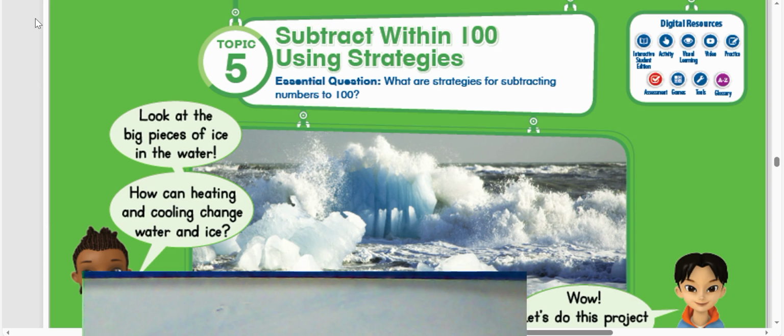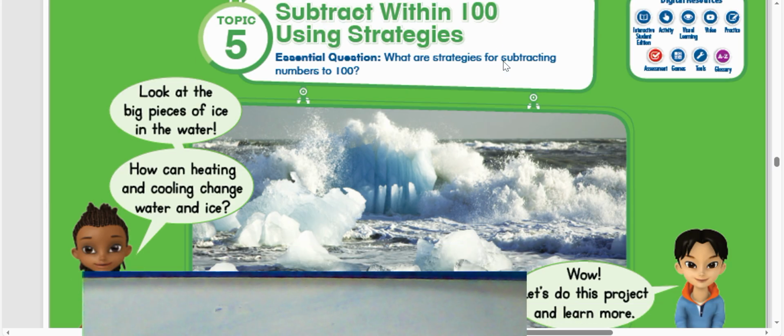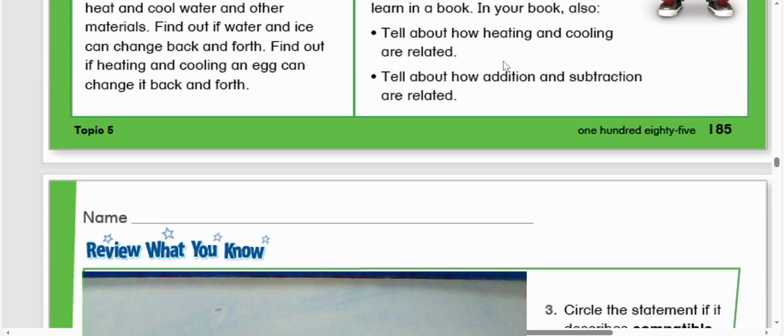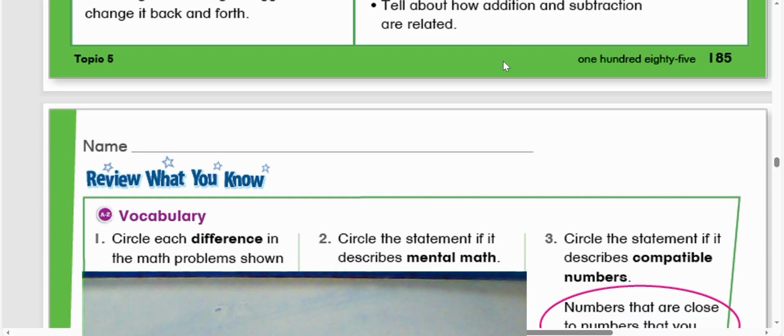Today we'll explain topic number 5. Open the book, number 1. Within 100 using a strategy. Look at me, about review what you know first.